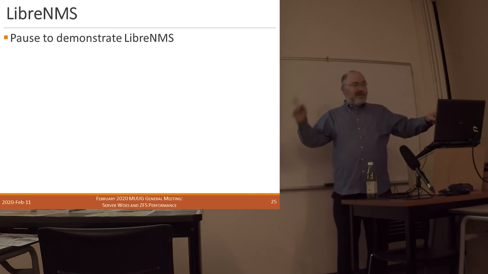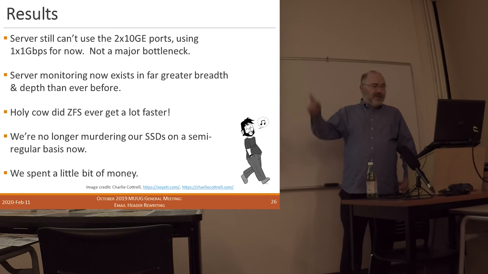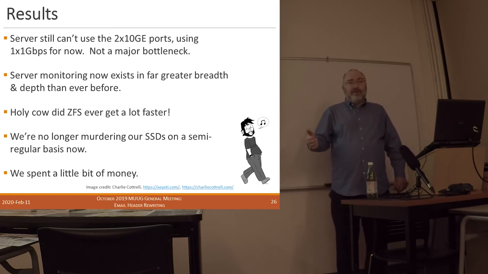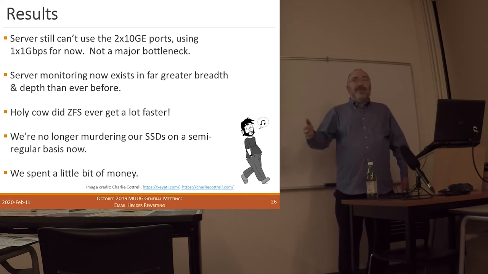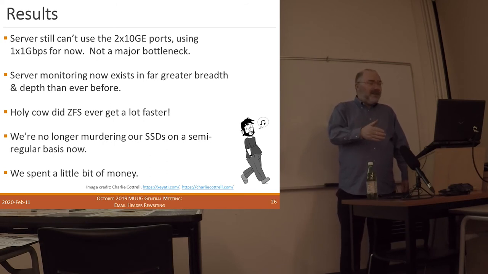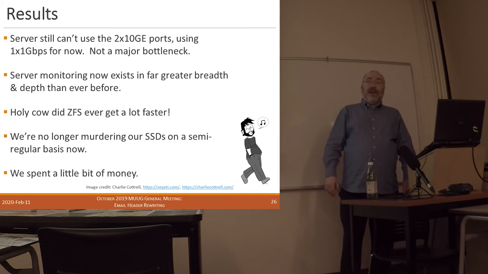I'm going to pause to demonstrate LibreNMS in a second and get to the summary page that I just did verbally. So we're on one gig port. We can't use two because one of them's already in use. And we can't move that to the 10 gig port because we've seen what happens when you try to use those ports. And there's no way to put another Ethernet card into the server because there aren't enough slots. Whatever. Upside, ZFS got a lot faster. Lots and lots and lots faster.